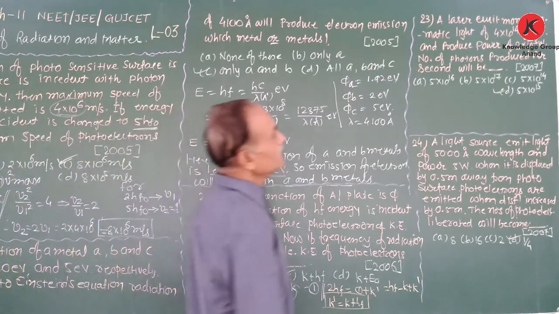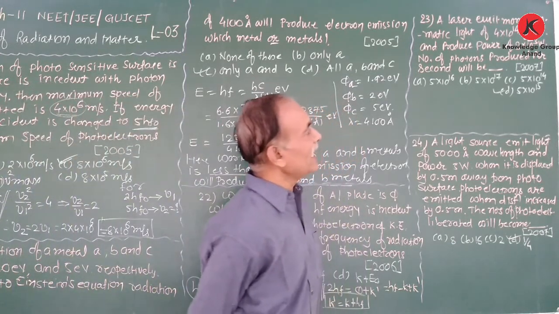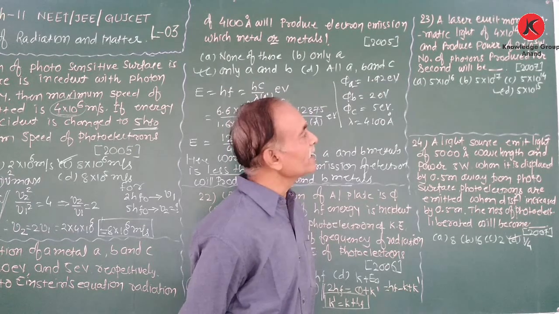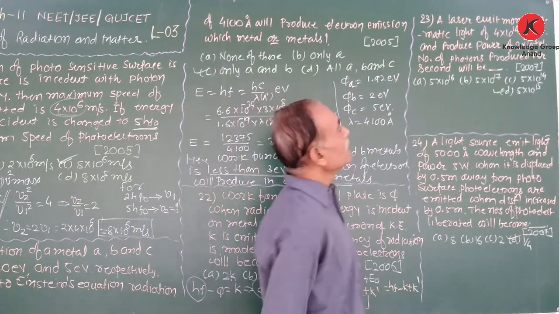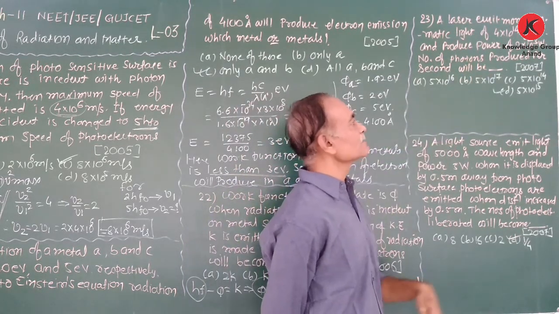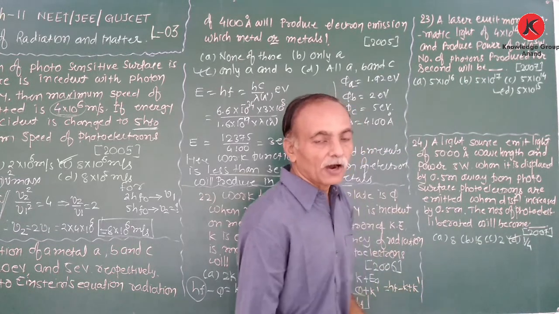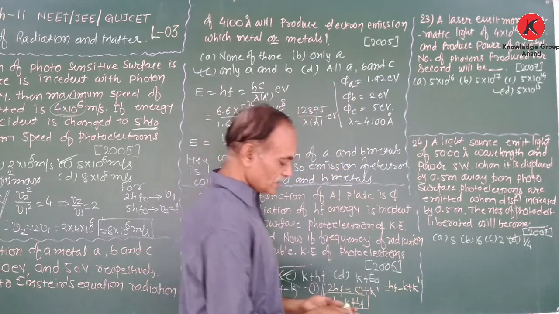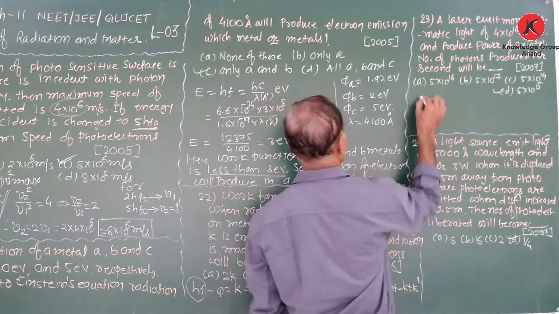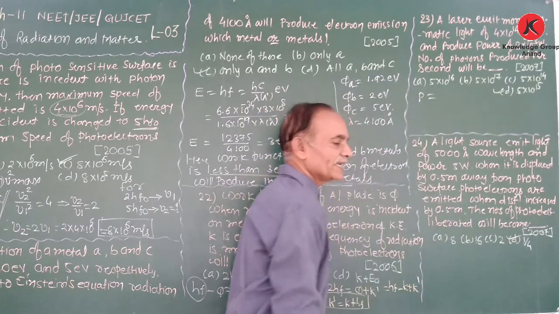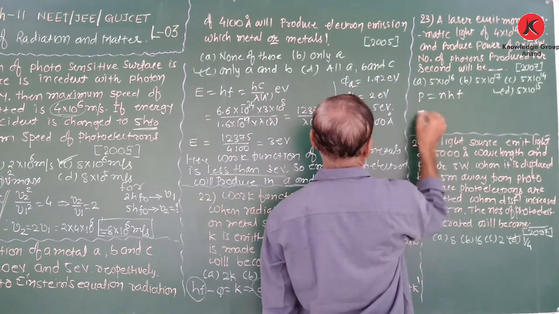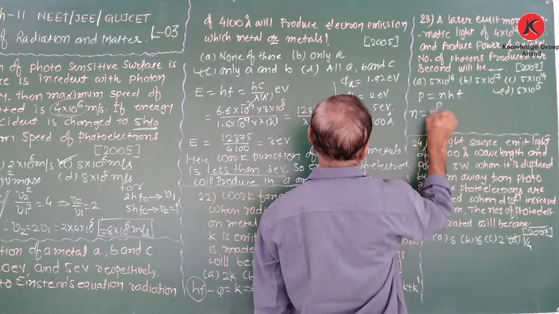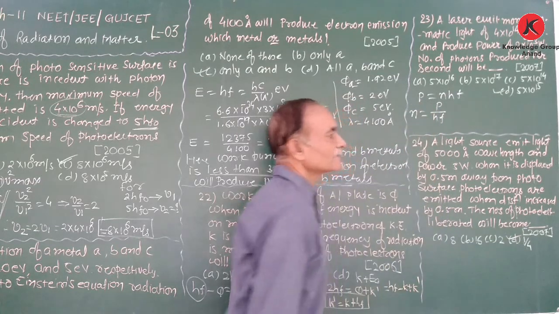Now the next: a laser emits monochromatic light of 4 into 10 to the power 14 Hz frequency and produces a power of 2 into 10 to the power minus 3 watt. The number of photons produced per second will be? How many photons are produced? For that purpose, we know that the power or the energy radiated in unit time is equal to N hf. Therefore, N is equal to power upon hf.